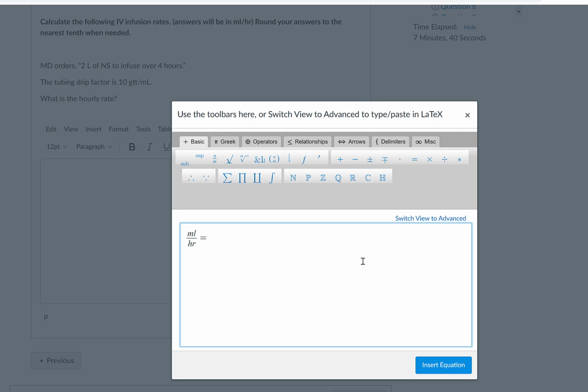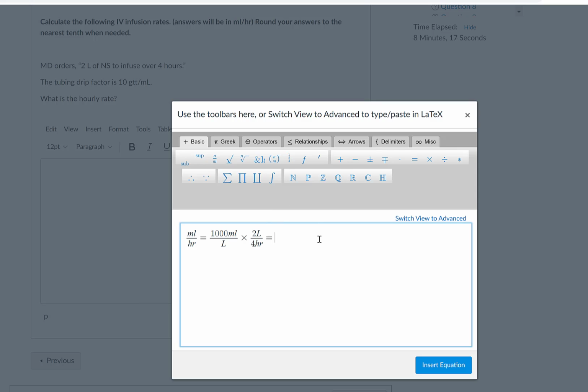I do not have mLs in my question, but I have liters. So I do know that I need to convert to liters. But mLs has to be the top. So there's 1,000 mLs in 1 liter. And then I know the next thing is I want 2 liters to go in over 4 hours. My equation is done because if I cross out the liters, I have mLs per hour.